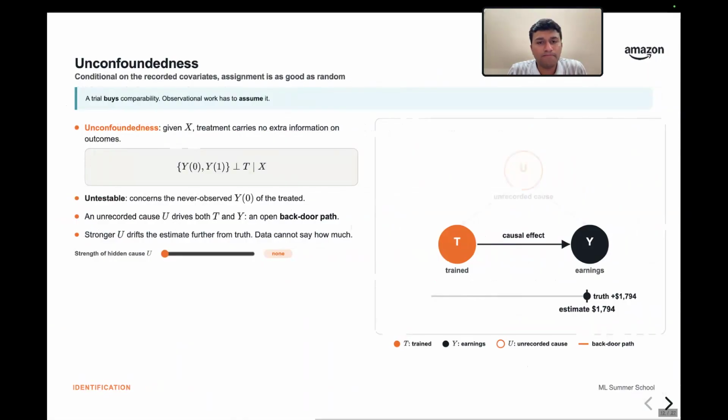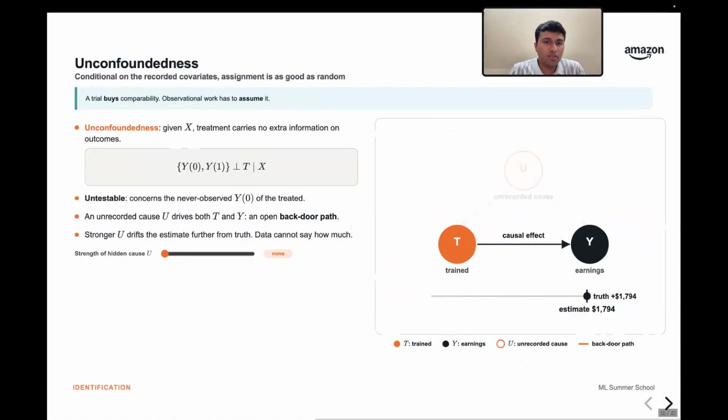So one condition that we just looked at was selecting the right controls, or the right values of X that you want to condition on. The second is unconfoundedness, right? What this assumption says is that given all the possible controls that you have identified, there is no other hidden control that can impact the outcome, or essentially the outcome as well as the treatment.